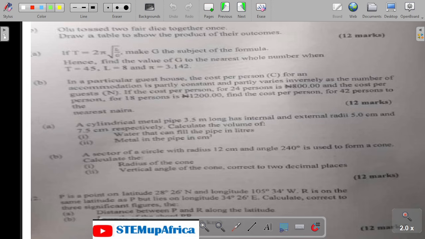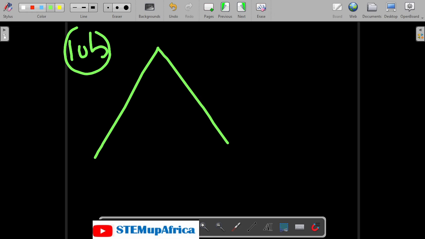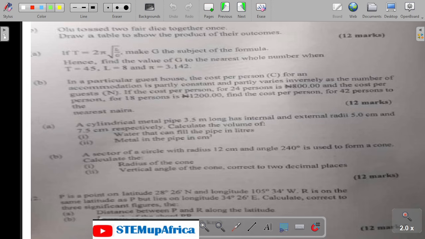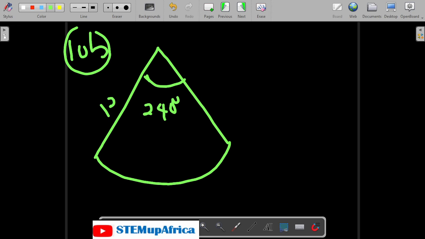Then 10b. Said a sector of a circle of radius this, an angle of this is used to form a cone. Find the radius of the cone. So let's see 10b. We have a sector. Let's say this is a sector with the angle here, which is 240, and the radius is 12. Yes, 12 cm, 12 cm. So it's used to form a cone.